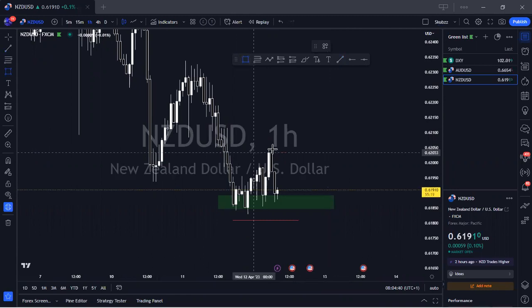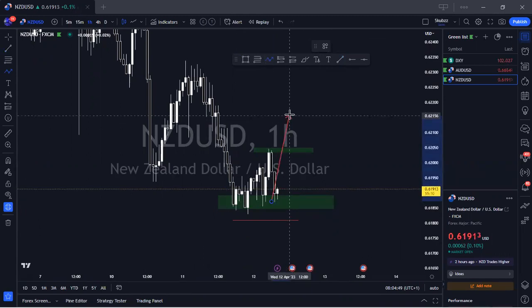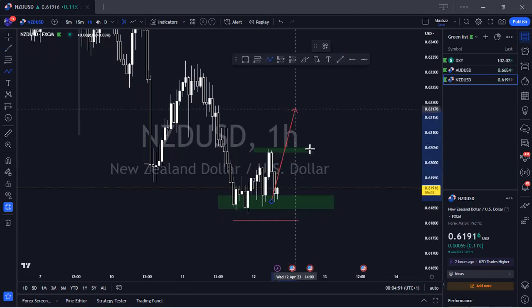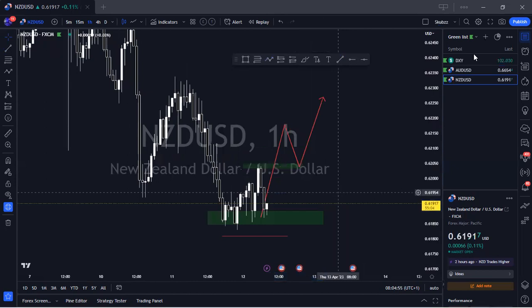Then the next thing we have is this high at the top here. What are we using this high for? If at any point price can come and break that high, then we're starting to have a shift in market structure. So we can be looking for a retest and then a continuation. That's what I'm going to be looking out for on NZD-USD.